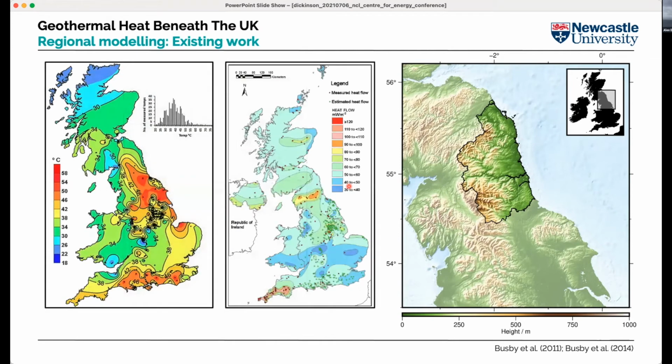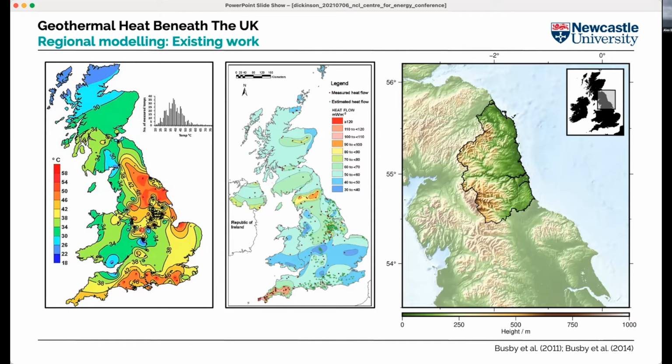And so what they did is that they collated over 1,000 measurements made in different boreholes around the UK. And these have stayed as the benchmark for people's understanding of geothermal heat in the UK ever since. So here are two maps showing interpolations of temperature on the left and of estimated heat flow on the right between these boreholes across the UK. And this temperature is at a depth of 1 kilometre.